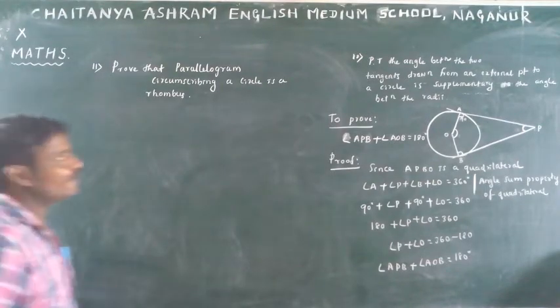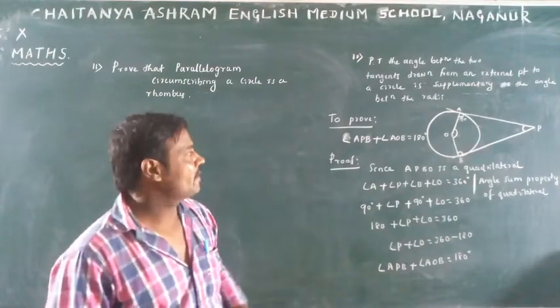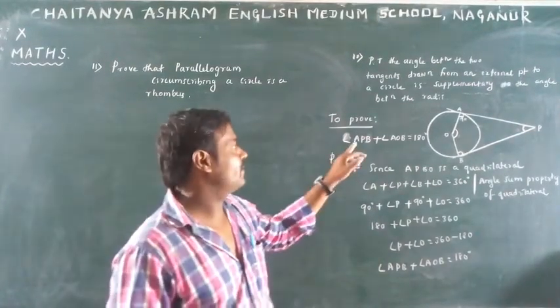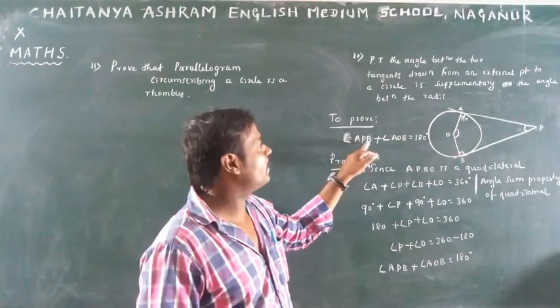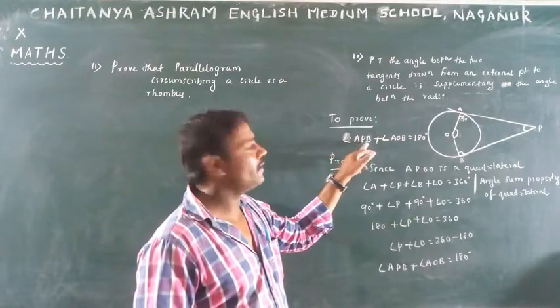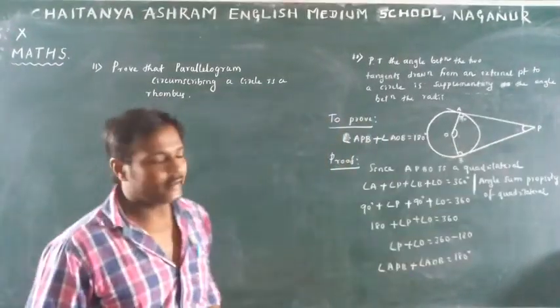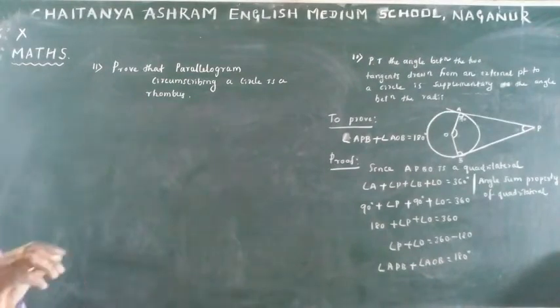Okay, dear children, while solving this 10th question, I made one mistake. I wrote here angle APO. That is not O, that is angle APB. Sorry for that. Now, see the next question.